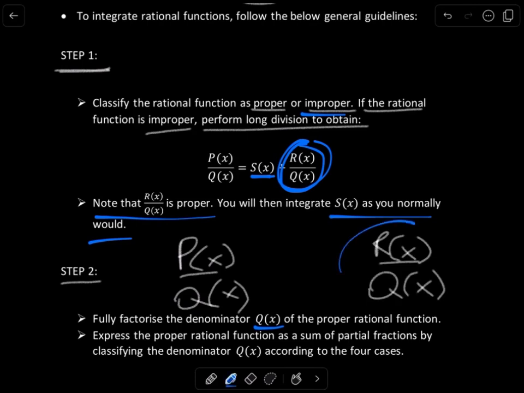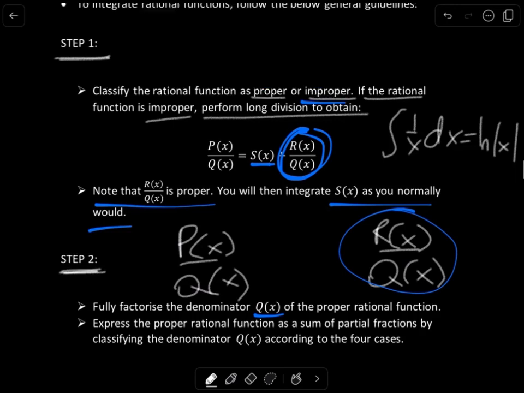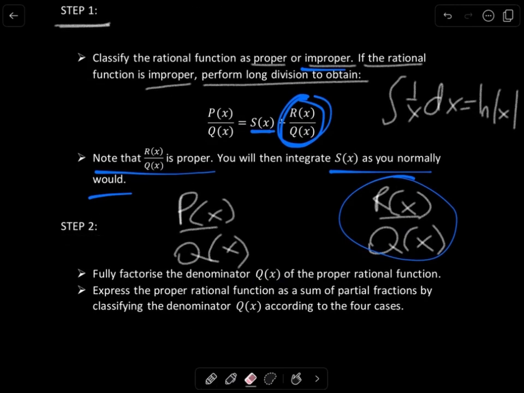And now, assuming that you can't just integrate that using the techniques that you already know and using this formula, and the substitution rule, then you'll come to step 2. And this is the q of x that I'm talking about in either one of these cases. So you're going to fully factorize q of x of the proper rational function. Then you're going to express the proper rational function as a sum of partial fractions by classifying the denominator q of x according to the 4 cases.